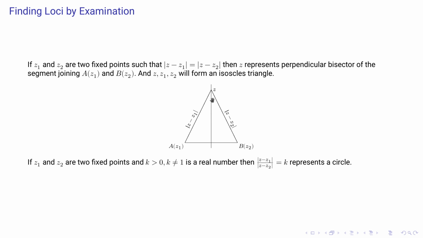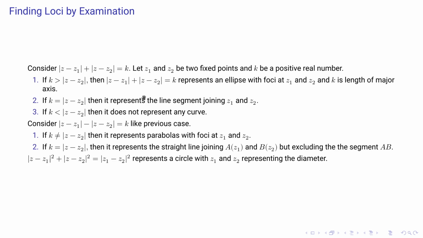So pick any point on this vertical line, it will satisfy this equation. Now also, if k is greater than 0 and k not equal to 1, and the ratio of these two moduli is equal to k, then it represents a circle. There are a few more equations we have to go through.